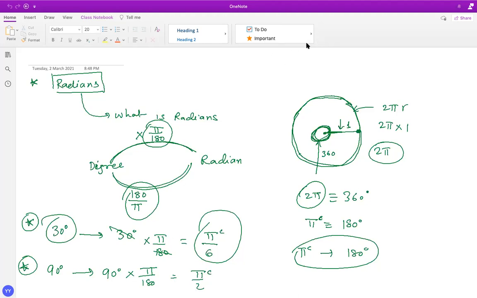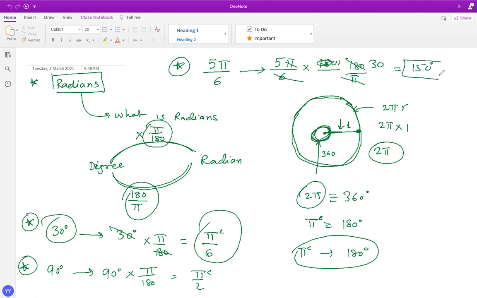Now, if you wish to convert from radians to degrees, let's say I have 5 pi by 6 and I want to convert it to degrees. Pi by 180 is for degrees to radians, so here you multiply by 180 by pi. So this gets cancelled, it simplifies, and you get 150 degrees. So 5 pi by 6 is 150 degrees. That's how you make the conversions between degrees and radians.